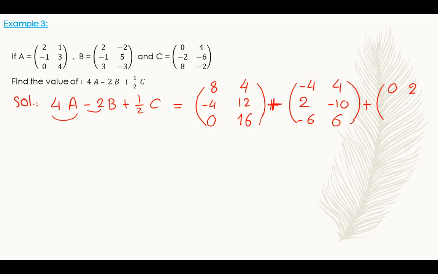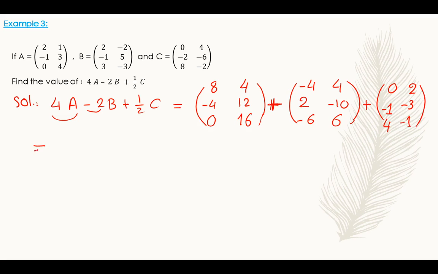Half times negative 2 equals negative 1. Half times 8 equals 4. And 4 times half equals 2. Half times negative 6 equals negative 3. Half times negative 2 equals negative 1.